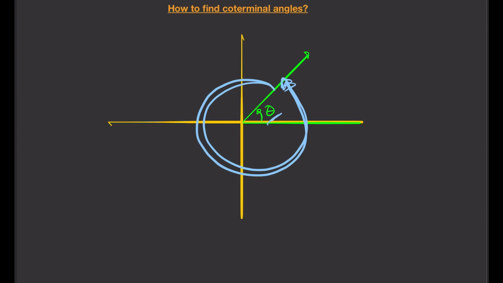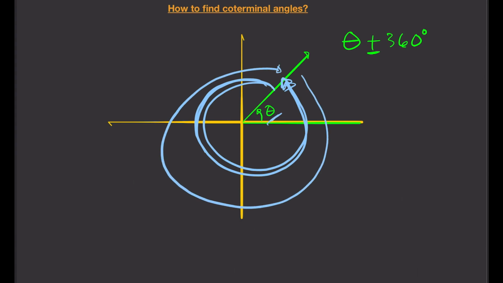So how do we translate that into equations? Well, if you have theta and you add 360, that's going to be a coterminal angle to theta. Or if you subtract, for example, instead of going counterclockwise, you move clockwise 360, that's also going to give you a coterminal angle.